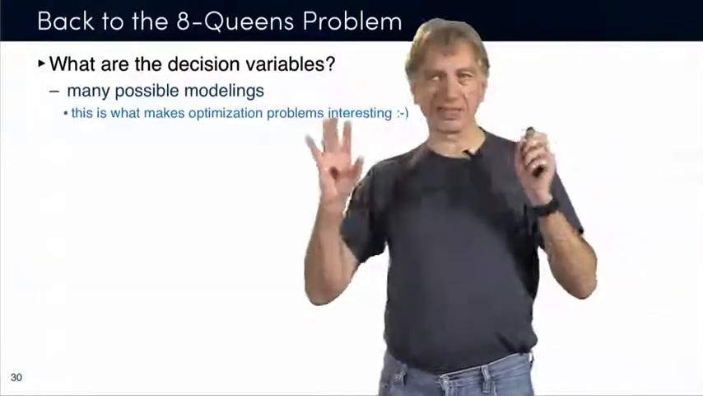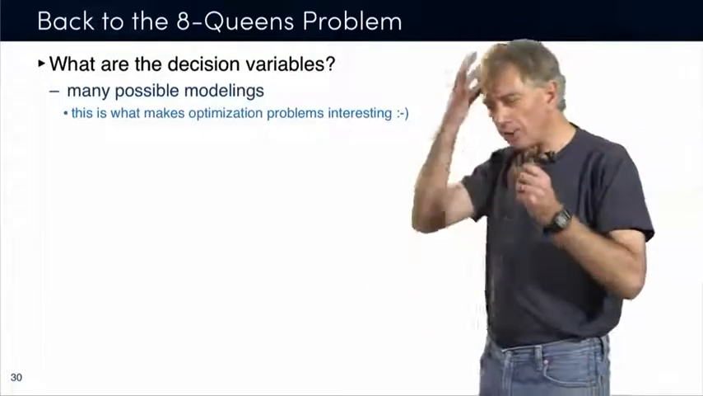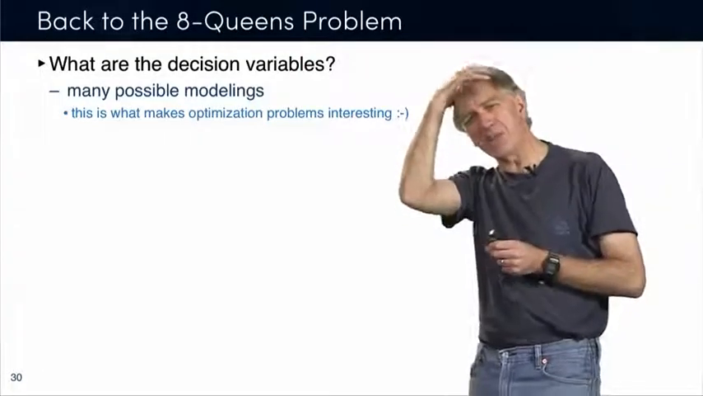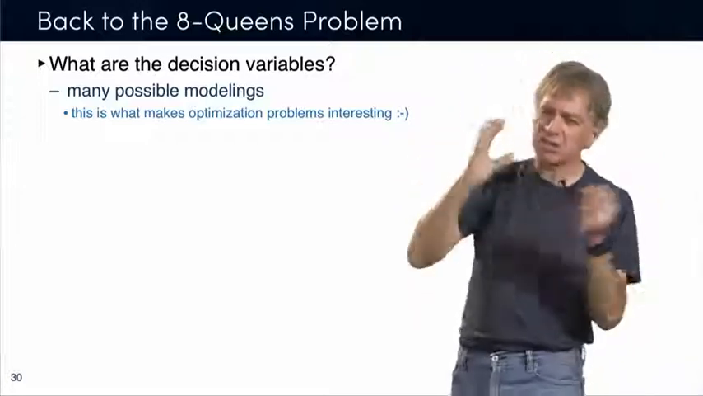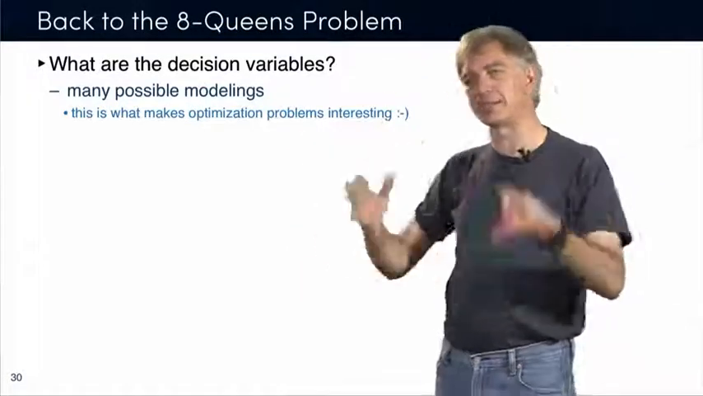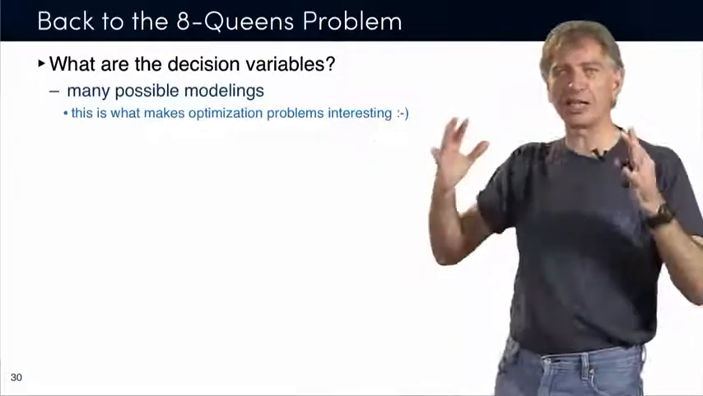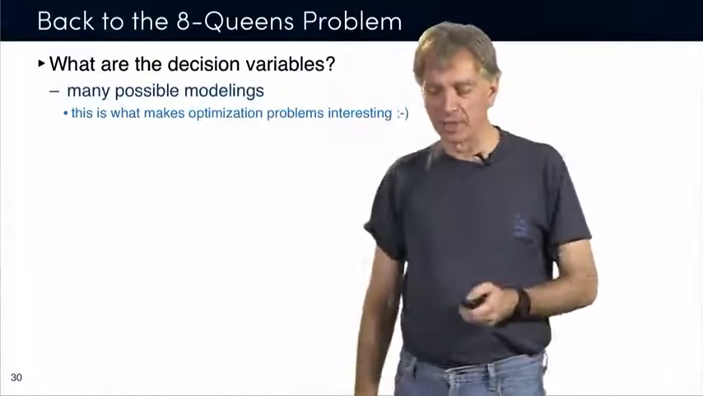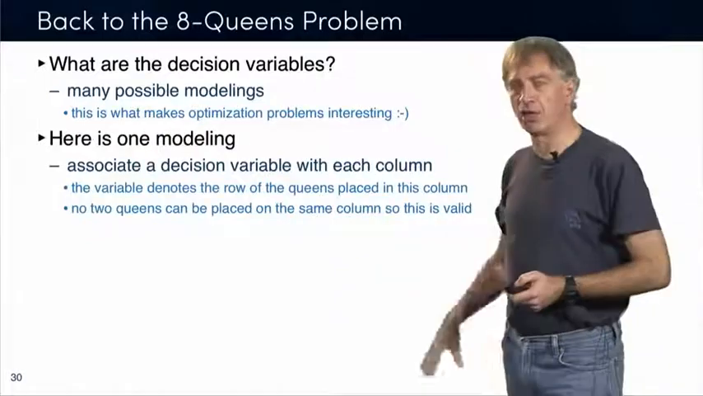And that's what makes optimization very interesting in general, because you have to find out which model am I going to use? Is it going to be good or not? And so on and so forth, okay? And we'll see what it means to be good or not. But in a sense, will I be efficient? Will I explore a small part of the search space? So I'm going to show you one modeling of the 8 queens problem.